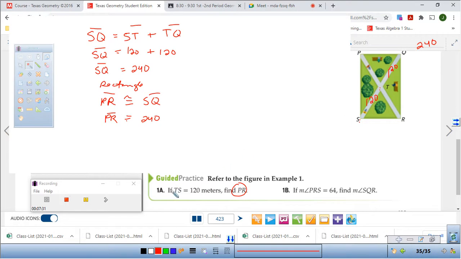Okay, I'm going to erase these numbers for 1A. Before I move on, do you have any questions about 1A? Let's try 1B. It's the measurement of angle PRS. I'm talking about this angle here. It is 64. Find the measure of angle SQ.